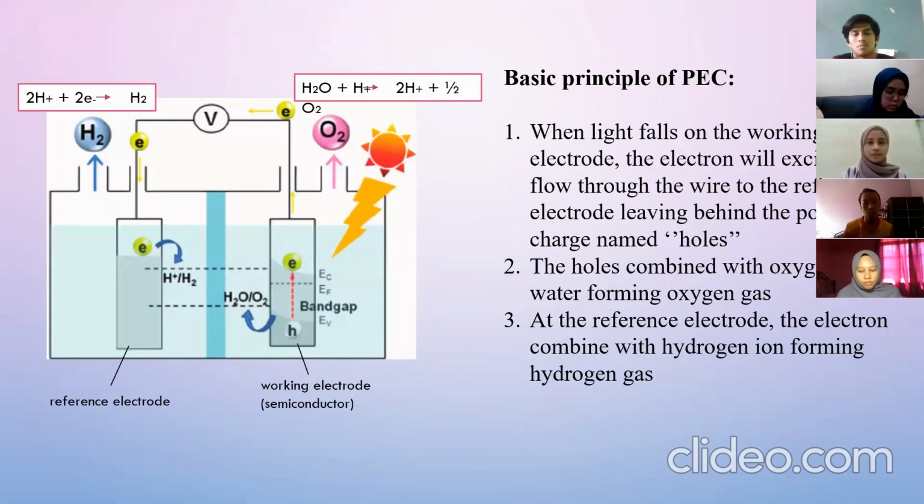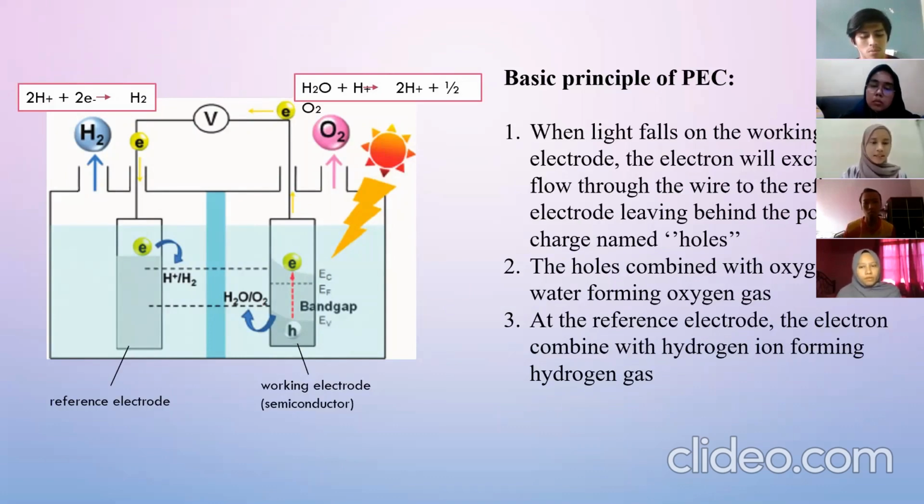Okay, so this is the basic principle of the photoelectrochemical cell, and this is the diagram. As we can see in this diagram, the cell consists of three main parts: the working electrode, which is the semiconductor, or what we call the photoanode, and the reference electrode, which is usually made of platinum, and also the water that acts as an electrolyte. Basically, when light falls on the working electrode, the electrons will be excited and flow through the wire to the reference electrode, leaving behind a positive charge named a hole.